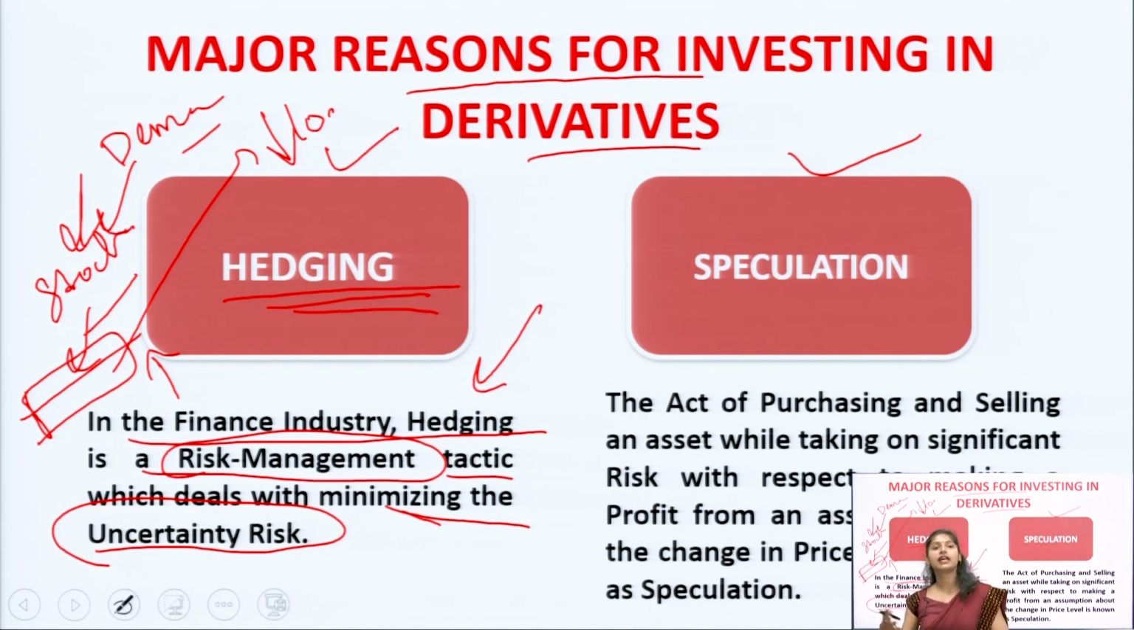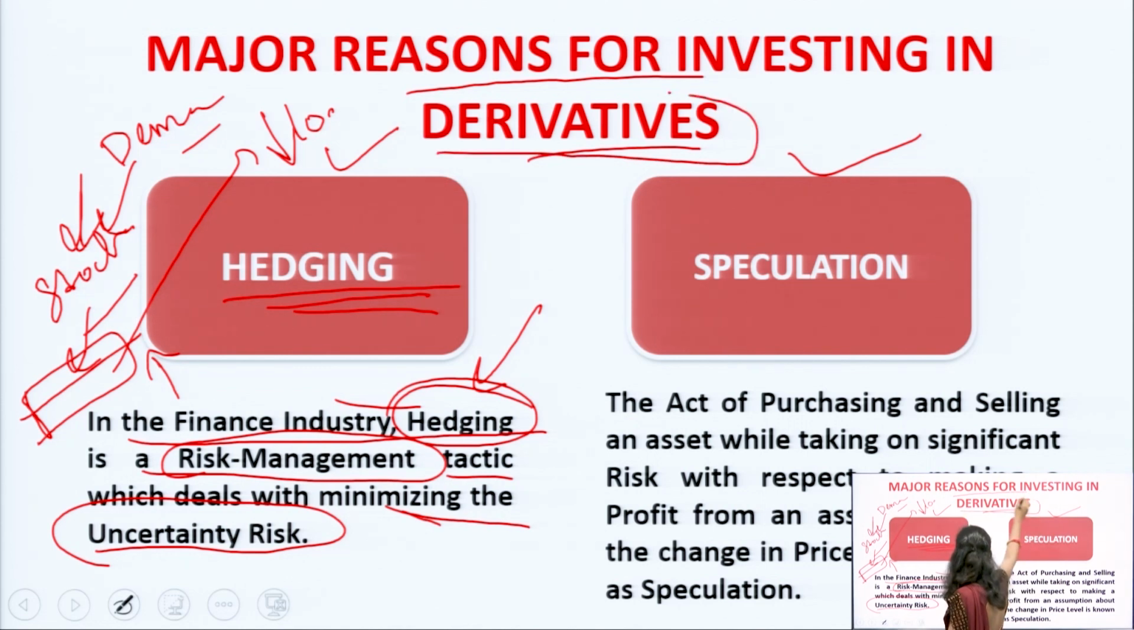This is what the hedging concept is. This is a major reason for the evolution of derivatives, or investing in derivatives. So, they try to hedge or control their risk with respect to investing in derivatives. This is why investors or traders majorly came into investing in derivatives, for the hedging purpose.